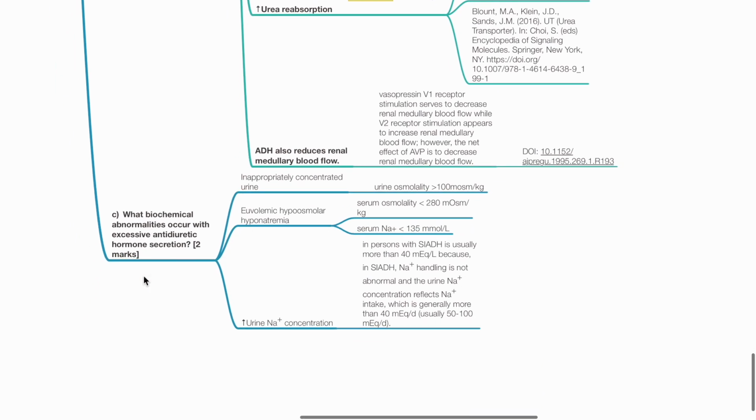C. What biochemical abnormalities occur with excessive antidiuretic hormone secretion? This produces inappropriately concentrated urine, which may exceed 100 milliosmol per kg, and euvolemic hypoosmolar hyponatremia. Serum osmolarity may be less than 280 milliosmol per kg, and serum sodium less than 135 millimoles per liter. Urine sodium concentration is usually increased, more than 40 mEq per liter.